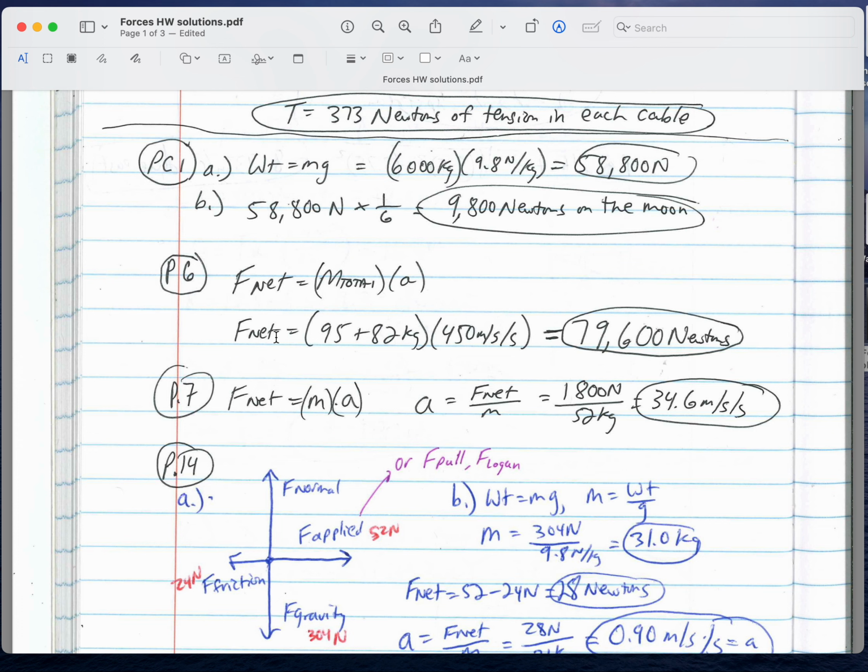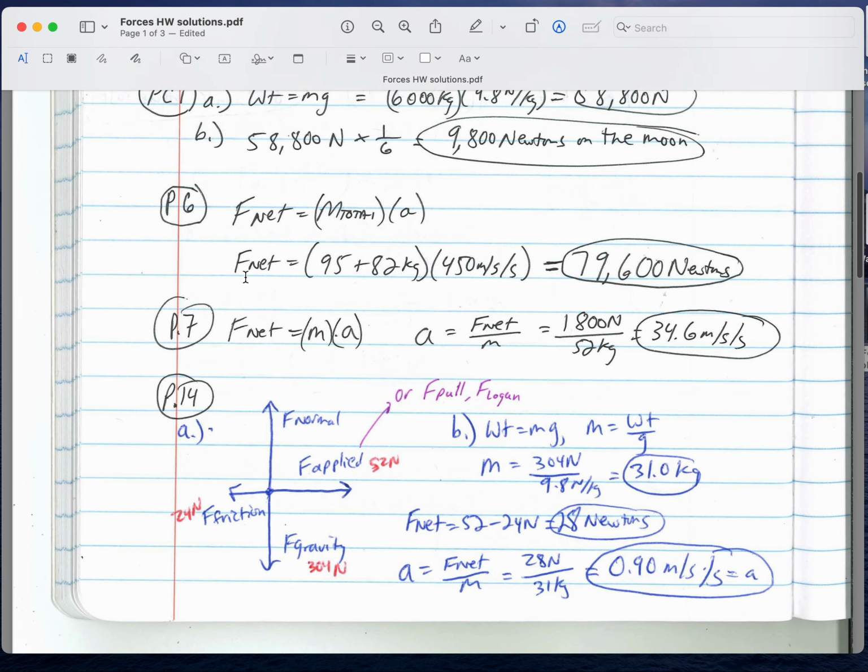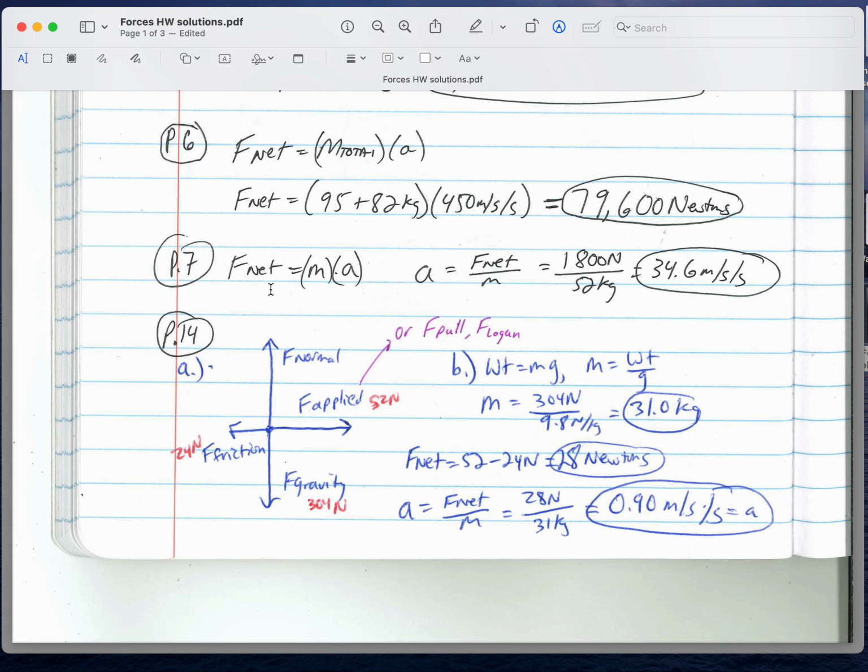For problem 6, it's asking you to find the net force on this person who's in the rocket sled. So we get the total mass multiplied by the acceleration. That gets us the net force, and that was 79,600 newtons. And that's Newton's second law. Newton's second law again for this one, but we're trying to find the acceleration, so I rearranged it to get a equals the net force over the mass, and that's 34.6 meters per second per second.